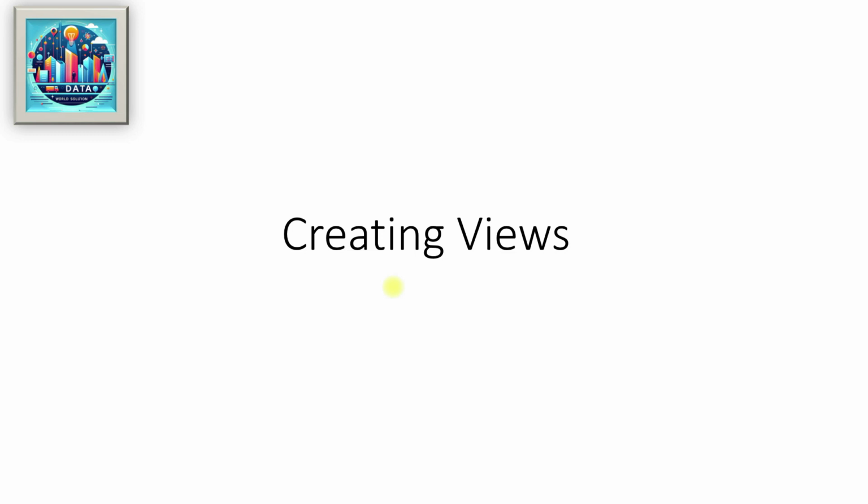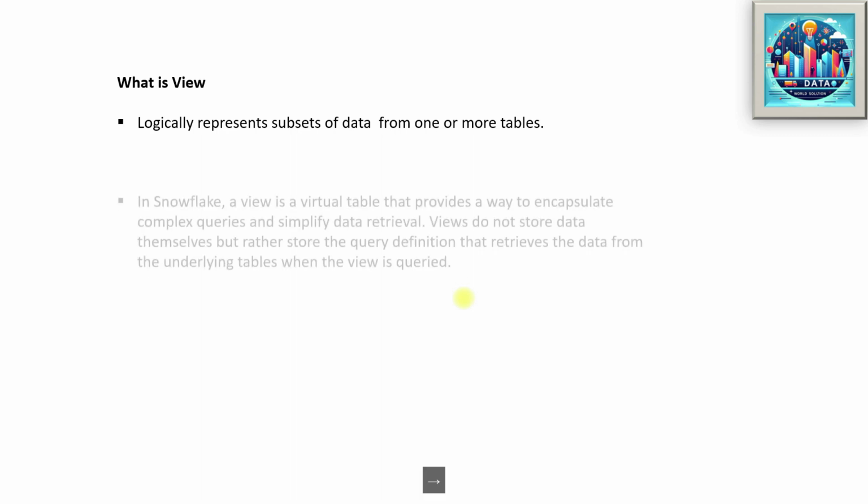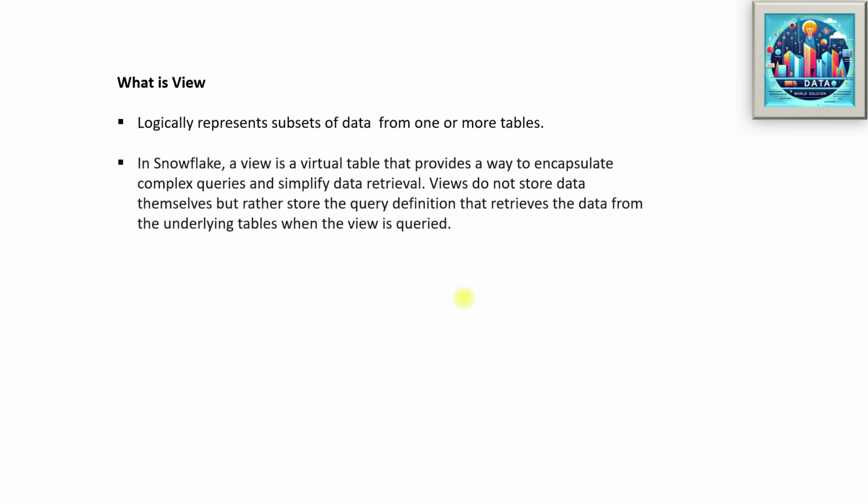Now let's get started. First, learn what is a view. A view is simply, you can say, a logical representation of a subset of data from one or more tables. Or in more detail, a view is a virtual table that provides a way to encapsulate complex queries and simplify data retrieval. Views do not store data themselves, but rather store the query definition that retrieves the data from the underlying table when the view is executed or queried.